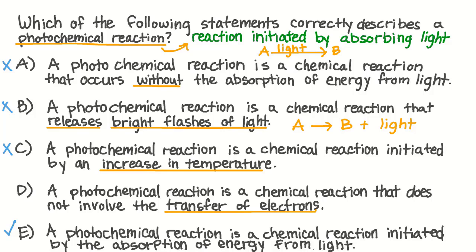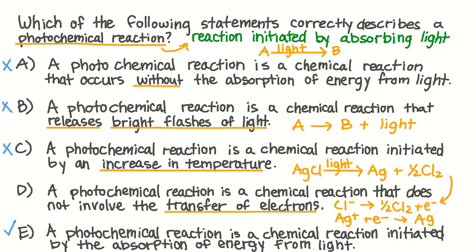Our next answer choice says that photochemical reactions do not involve the transfer of electrons. Well, it turns out that there are plenty of examples of photochemical reactions that do involve the transfer of electrons. For example, when you shine a light on silver chloride, electrons are transferred from the chloride ions to the silver ions. But whether or not there is a transfer of electrons is not the definition of a photochemical reaction. Photochemical reactions are simply reactions that are initiated by absorbing energy from light.